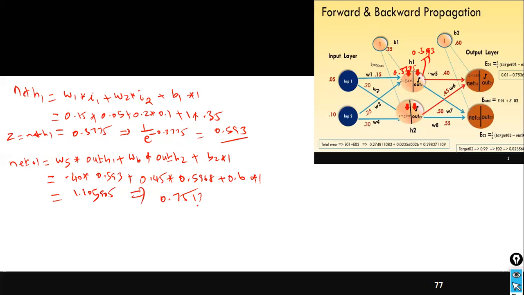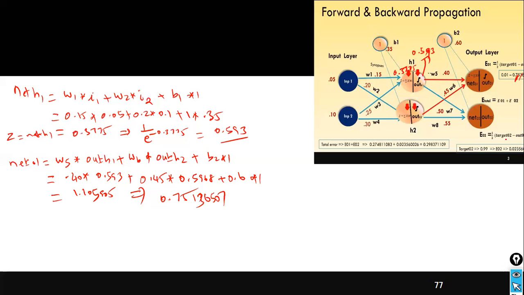This is for my net O1, and the out O1 is this one. So net O1 gives me the z value. When you apply the activation function on this one, you will get 0.75136, something like that. From here to here, here to here, and here, right? So this is the one that gives us the predicted probability. The out O1 gives us the predicted value 0.751.